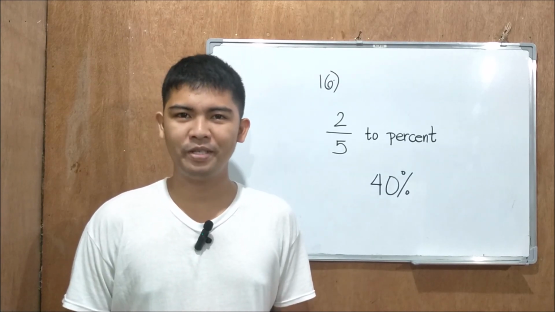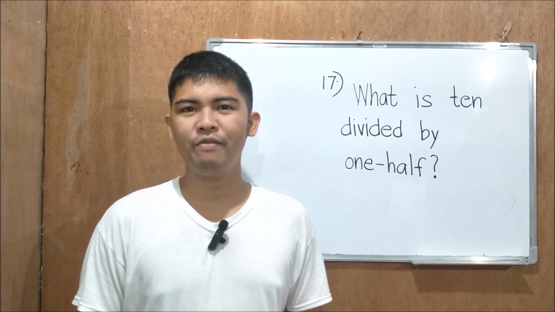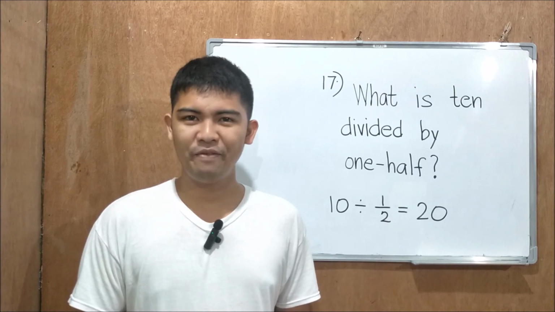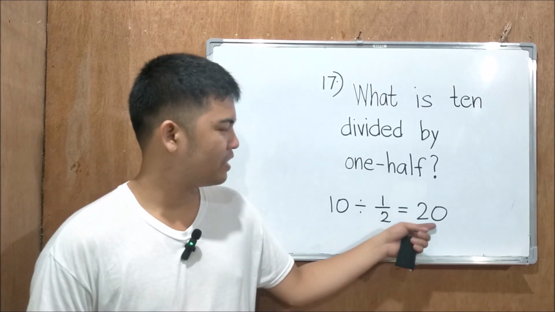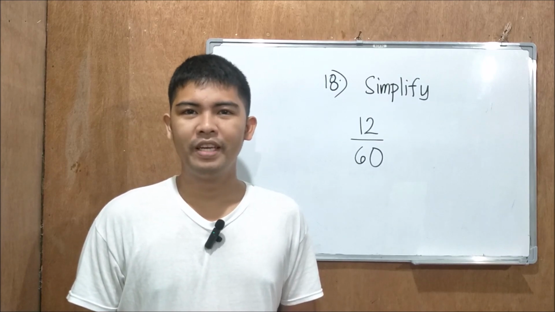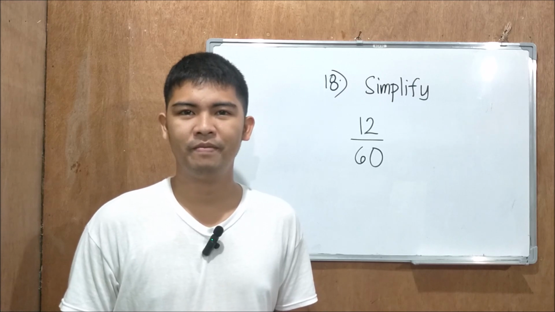The answer is 40%. Number 17. What is 10 divided by 1/2? Dili 5 ang answer ha. Ang answer is 20. Number 18. I-simplify to the simplest form ang 12 over 60.